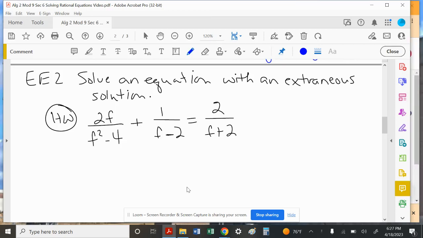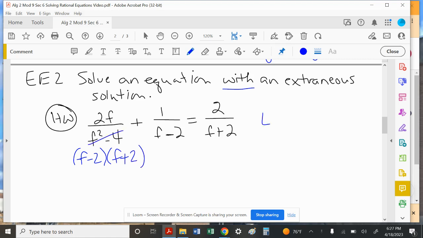Okay, now in this problem, we are going to solve equations potentially with an extraneous solution. You'll notice here that we have a difference of squares. We have f minus 2 and f plus 2. So the first thing we're going to do is factor. Always look to factor if you can. You always want to get the lowest common denominator, not the highest common denominator.